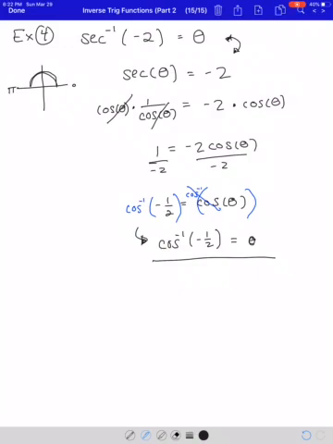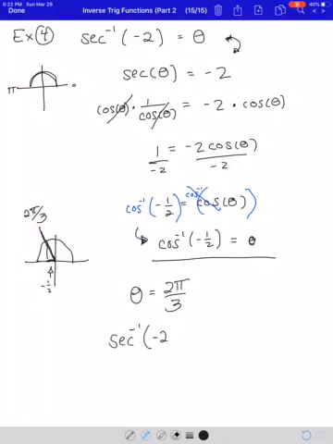Okay, so let's find this angle. Again, we're choosing angles from the top half. When is cosine equal to -1/2? That's going to be in the second quadrant, and it's going to be this angle here, right? This is when we get an x-coordinate of -1/2. And that angle is 2 pi over 3. So there we go. Theta is equal to 2 pi over 3. And that is the answer to our original question, secant inverse of -2, which is equal to 2 pi over 3. And there we go.